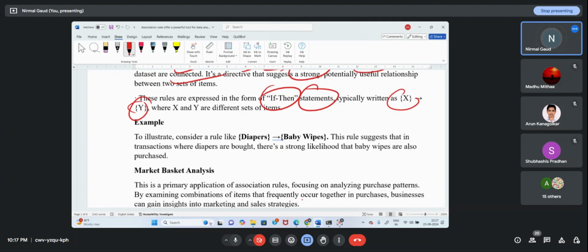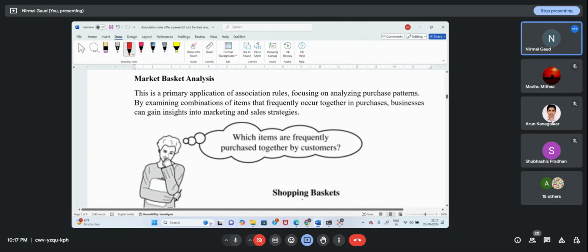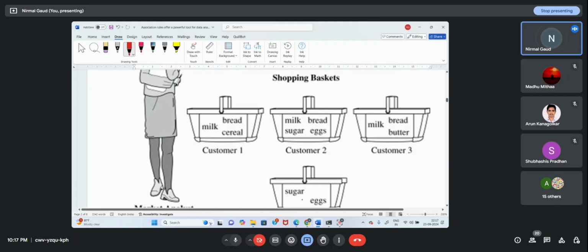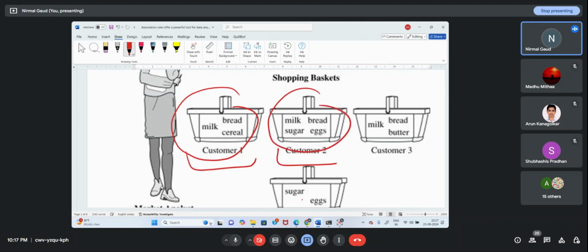All right, for example, let's consider diapers, baby wipes. Okay, so this suggests that in a transaction where diapers are bought, there is a strong likelihood that wipes are also purchased. Okay, so if diapers, then baby wipes. This is what a rule is. And here is your market basket analysis. Okay, this is customer number one, he purchased this thing. Customer number two, he purchased this thing. Customer number three, he purchased this thing, and so on.